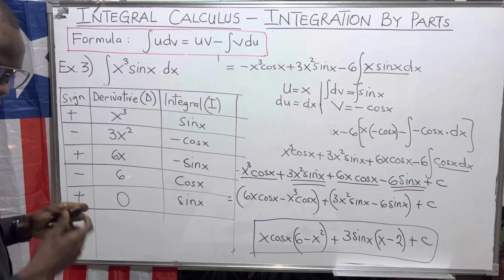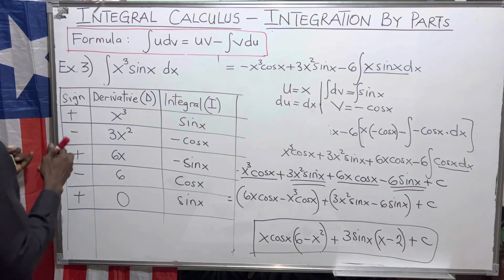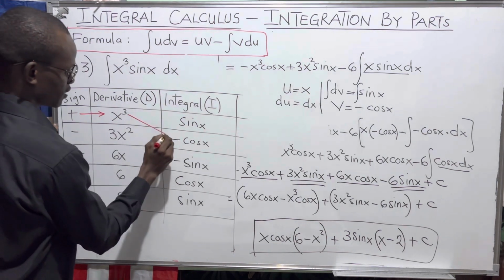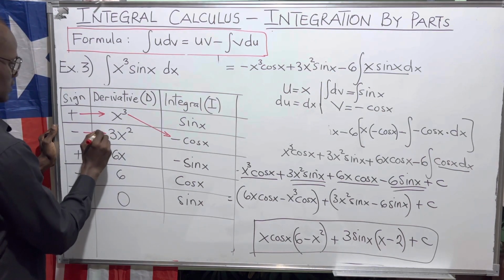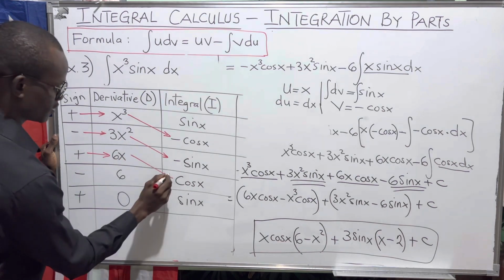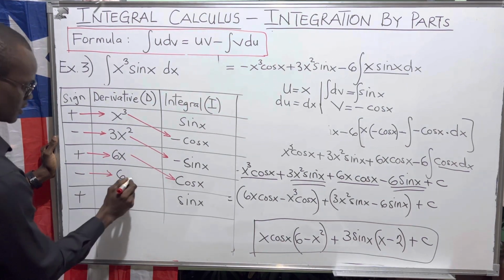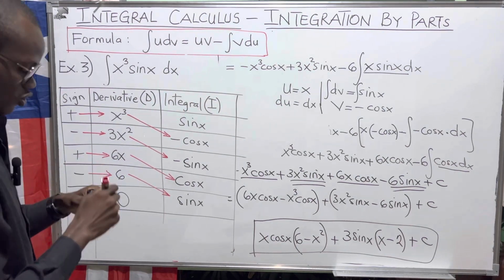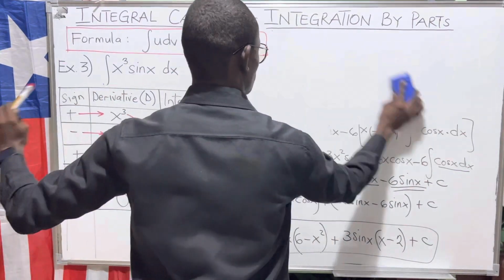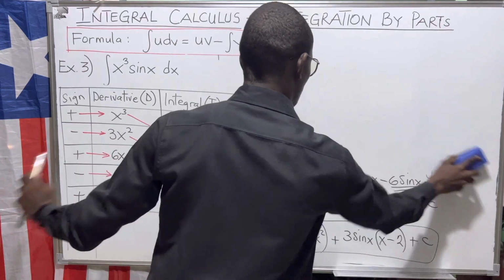So we can now multiply. So we have this times this, this times this, this times this, and this times this. So that is it. So we can now write our final answer.